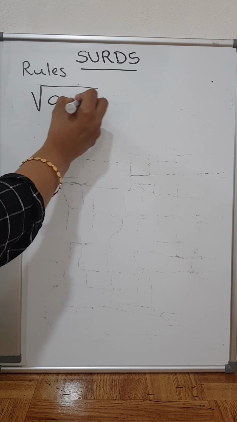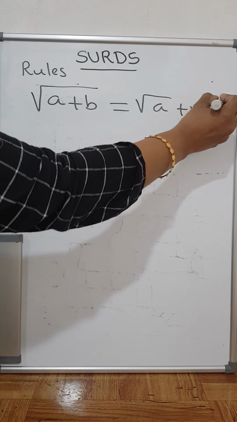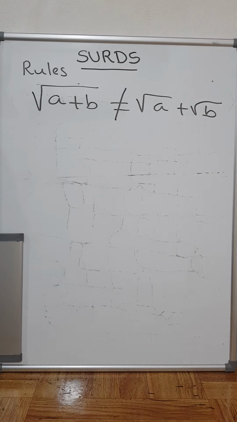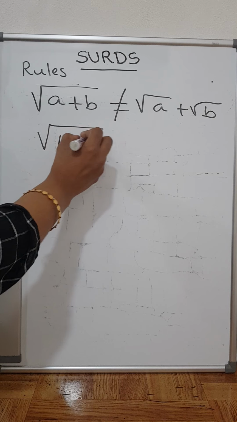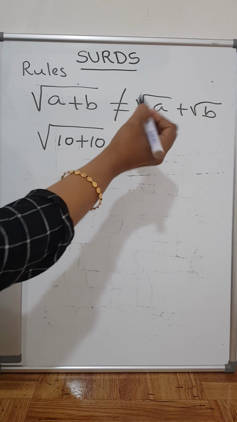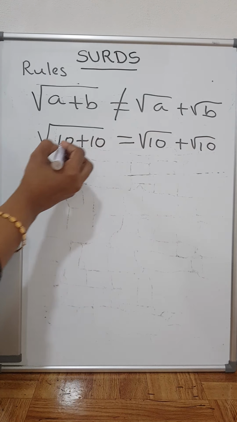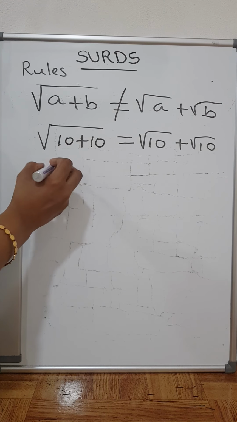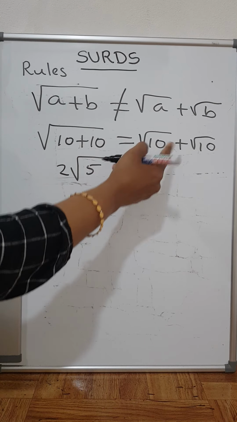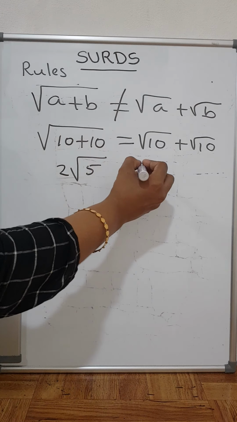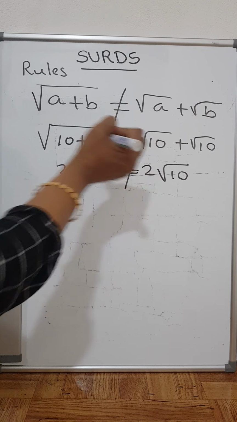Square root of A plus B. You might think it's square root of A plus square root of B. No, it's not. It's incorrect. Let's check with an example. Square root of 10 plus 10. Then it must be square root of 10 plus square root of 10. You see, this is square root of 20, that is 2 root 5. Now, how much is square root of 10 plus square root of 10? It's 2 root 10. So, these two cannot be equal.